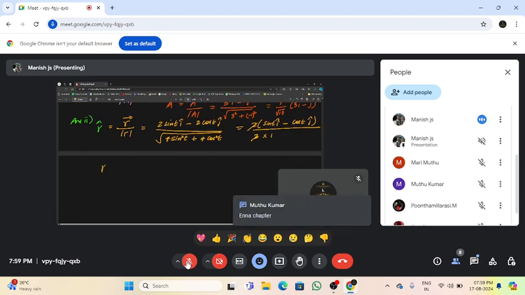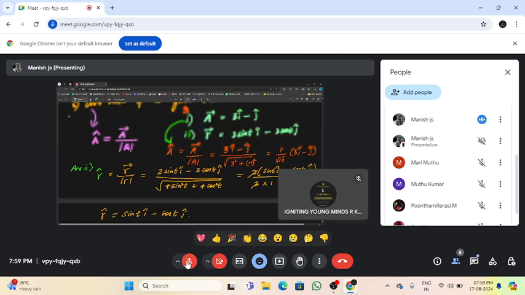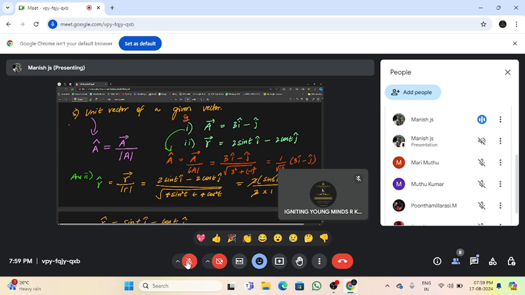Your answer would be r cap is equal to sine t i minus cos t j. That's your answer, children. That is how you calculate it. So this is how you calculate the unit vector of any particular given vector. I hope this is clear.